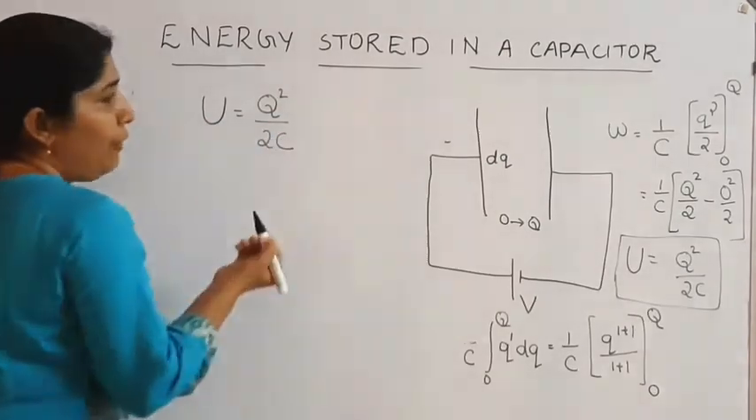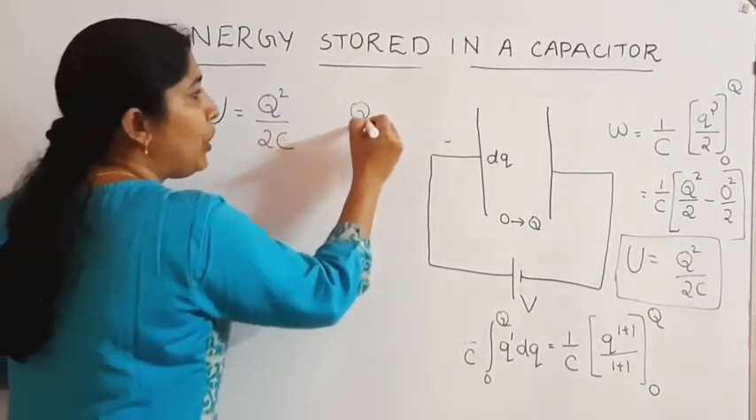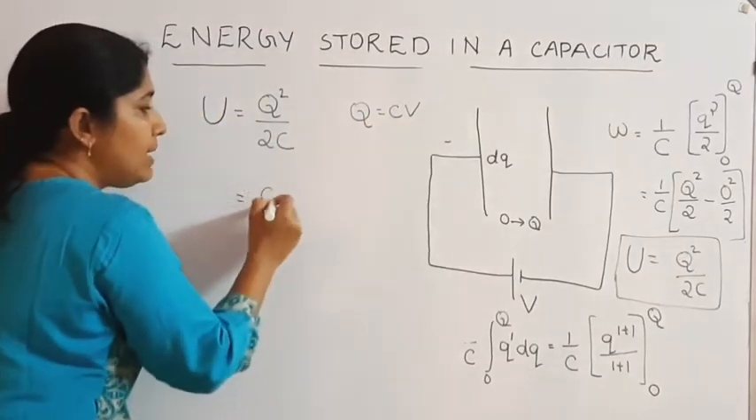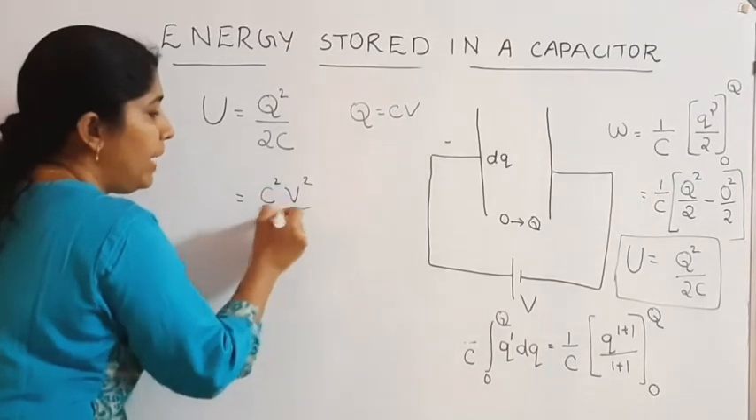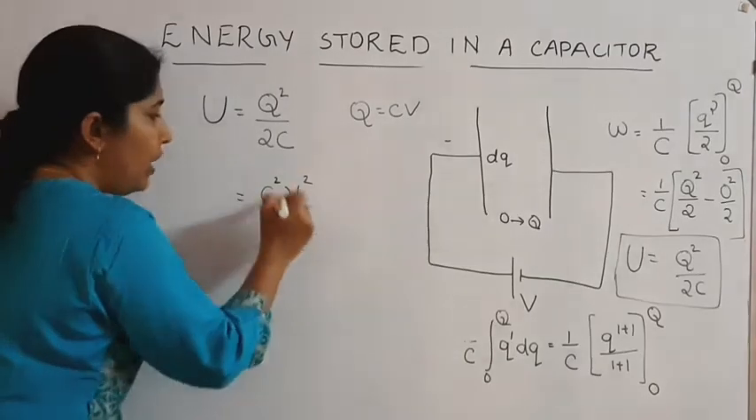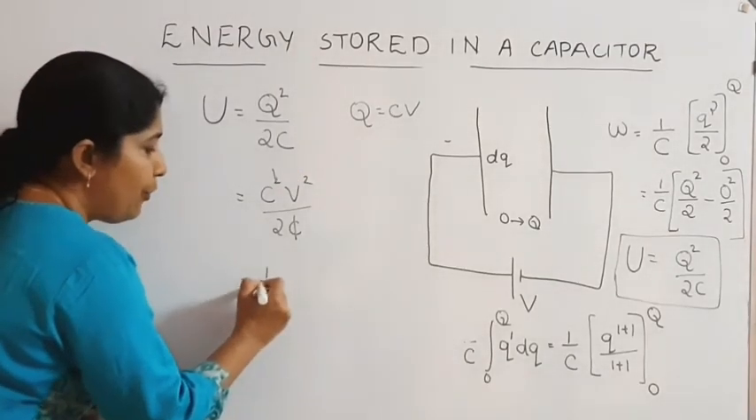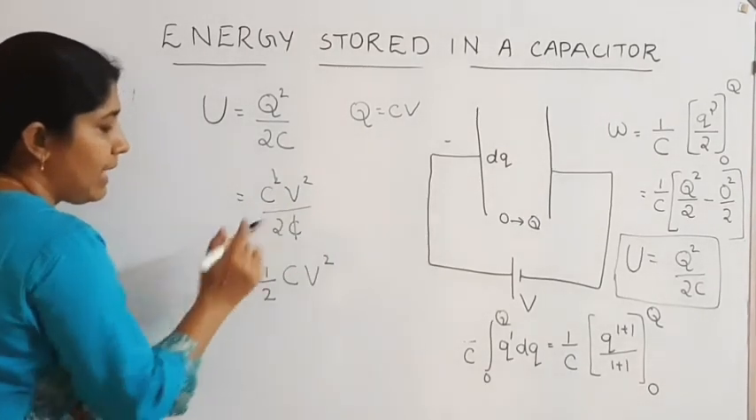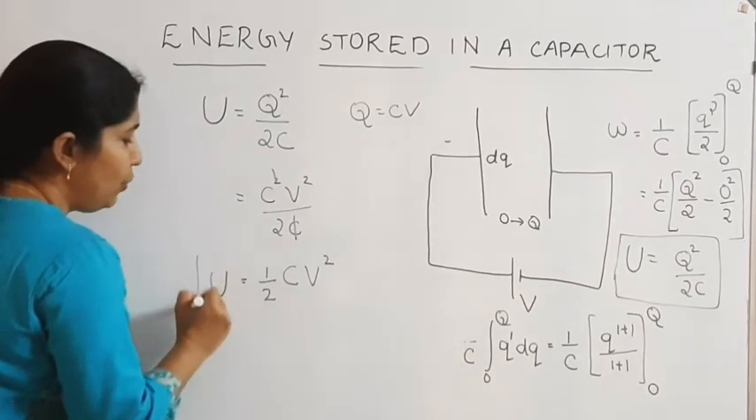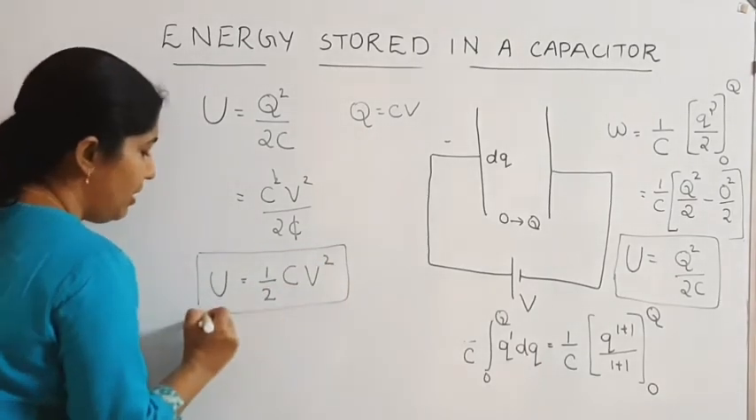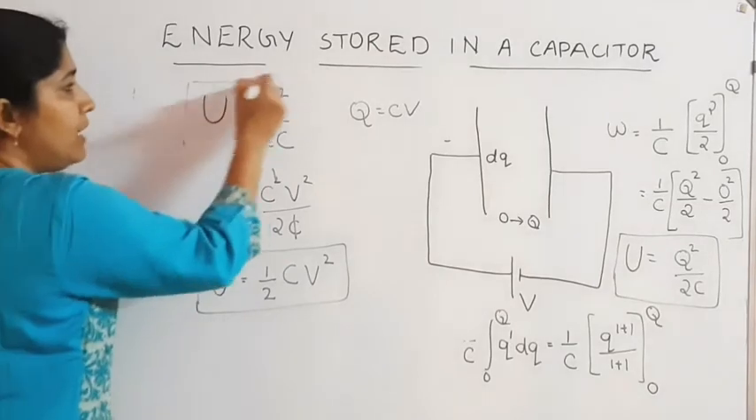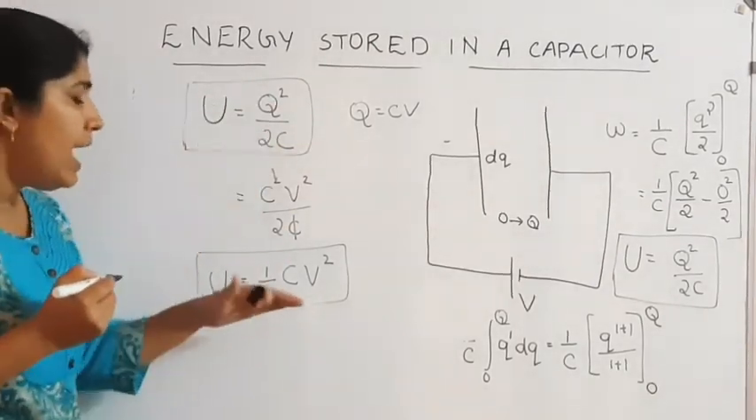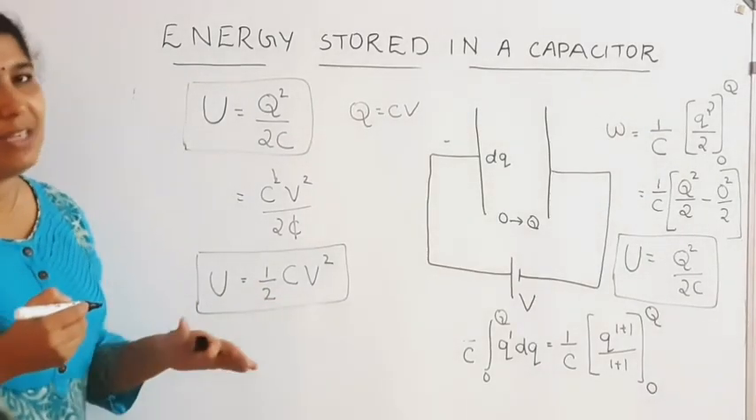We know that Q is equal to C into V. Then C square V square divided by 2C. Now we got another equation, half into C into V square. C gets cancelled. Therefore the equation for the energy is half CV square. This is the first equation for the energy, Q square divided by 2C, and the second equation is half CV square.